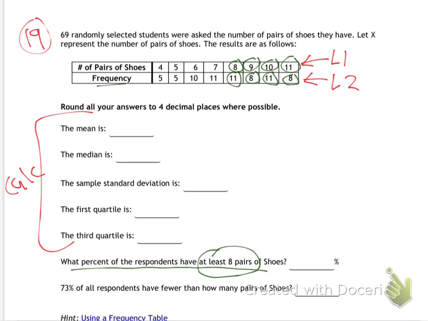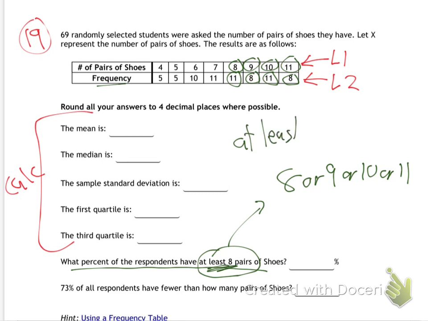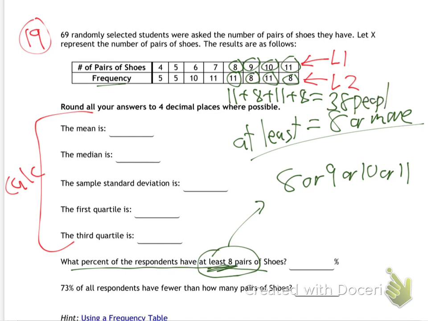So they're saying what percentage have at least 8? That means 8 or 9 or 10 or 11, huh? At least 8 means 8 or more. So if you got 8 or more, 8 or 9 or 10 or 11, then how many people have 8 or more? 11 plus 8 plus 11 plus 8, which is 38 people. 38 people have 8 or more pair of shoes.